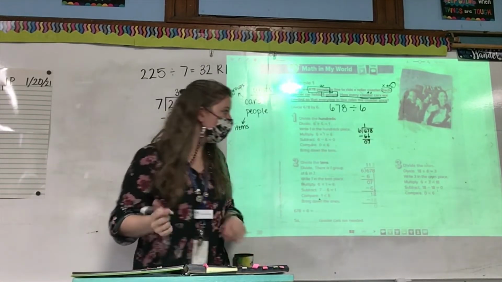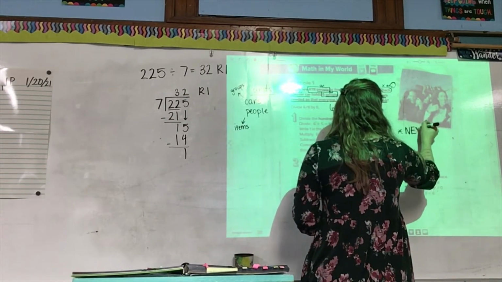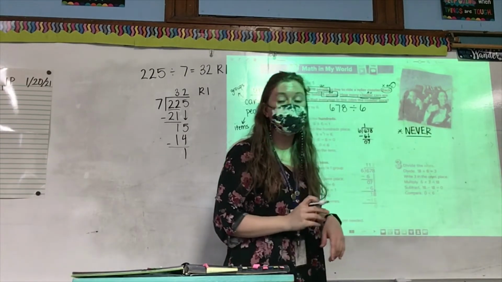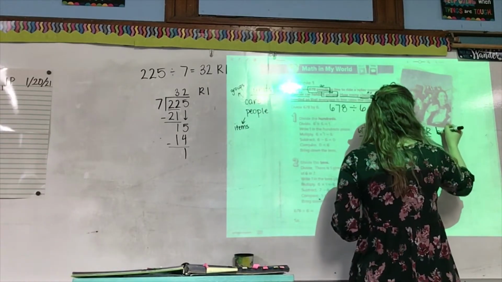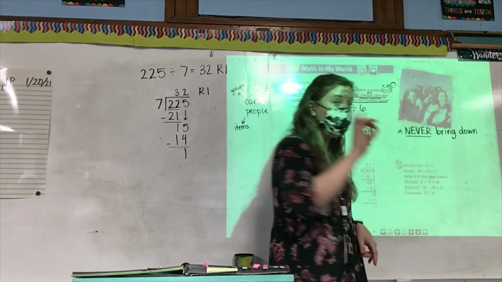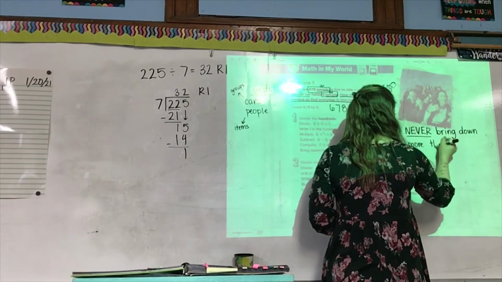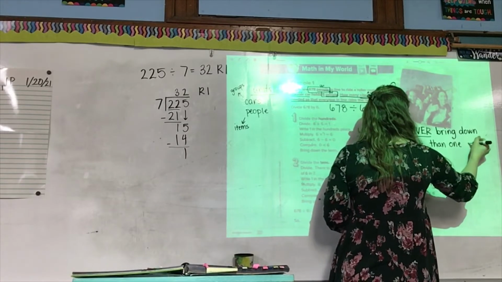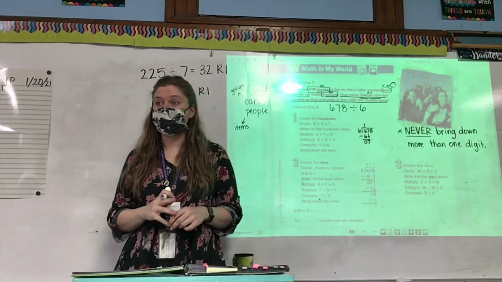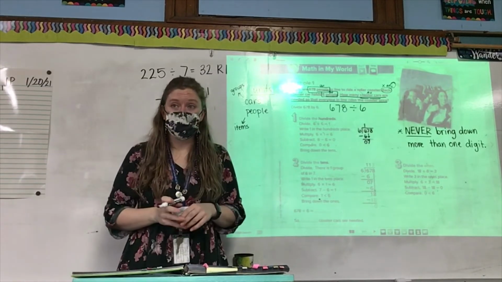This is important. Write a note to yourself to the side. Never, in all caps, with an underline, never bring down, never bring down more than 1 digit. That's it. Never, ever, ever, when you get to the bring down step, never will you bring down more than 1 digit.